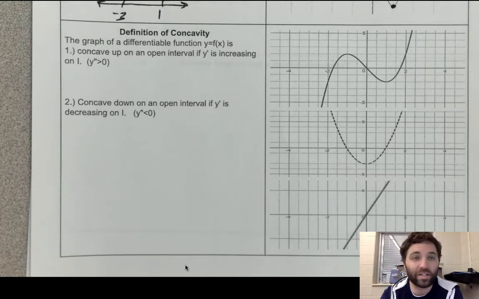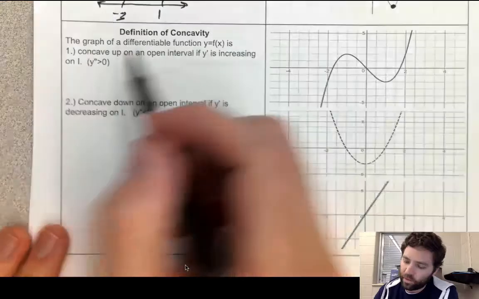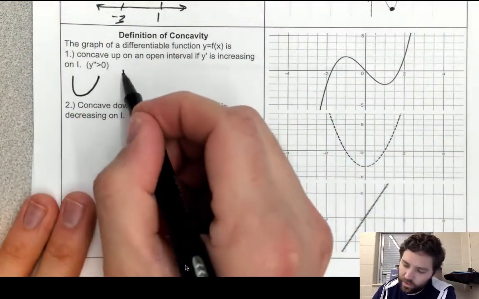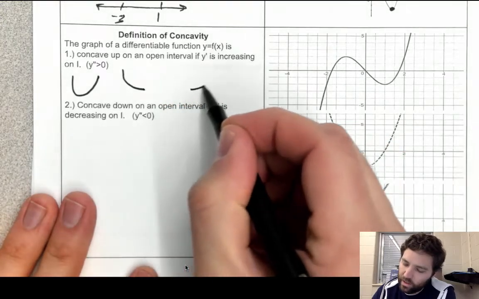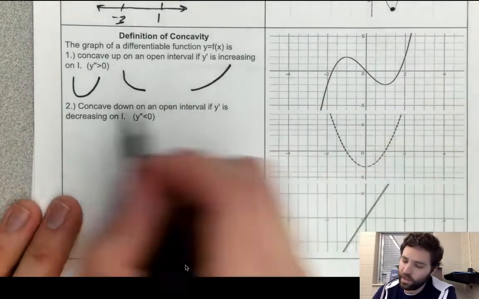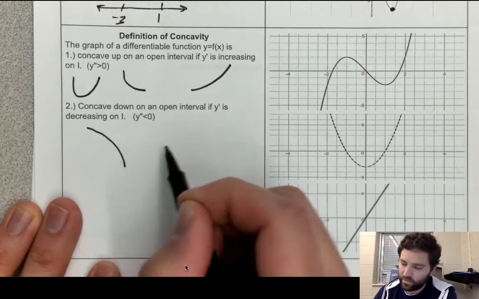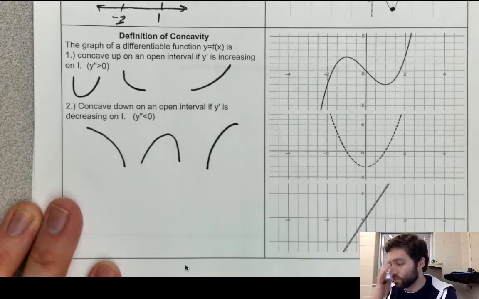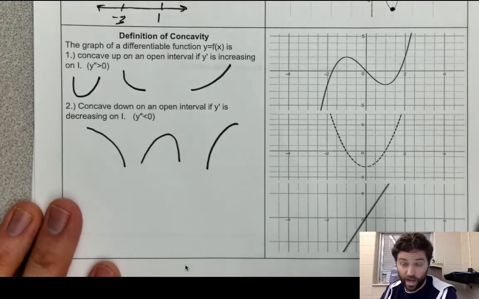What does that mean? Well, it means y double prime has to be positive. So concave up implies y prime is increasing, which implies the second derivative is greater than 0, is positive. Okay. So what does concave up look like? Well, it can look like this. These are just chunks of curves, right? It can look like this, and it can look like this. Okay. It's concave up, concave down. Looks like this. It could look like this. It could look like this. Okay. Those are instances of concave down.